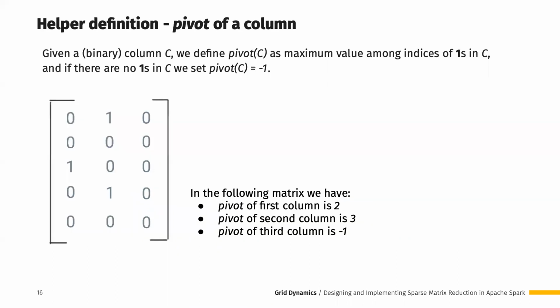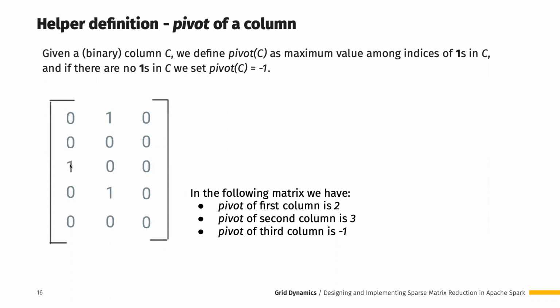To show you the pseudocode for the reduction, I need a helper definition, a pivot of a column. So given a binary column C, we define its pivot as the maximum value among indices of ones in C. And if there are no ones, for convenience, we set the pivot to -1. In other words, it's the index of the one that's the most on the bottom.